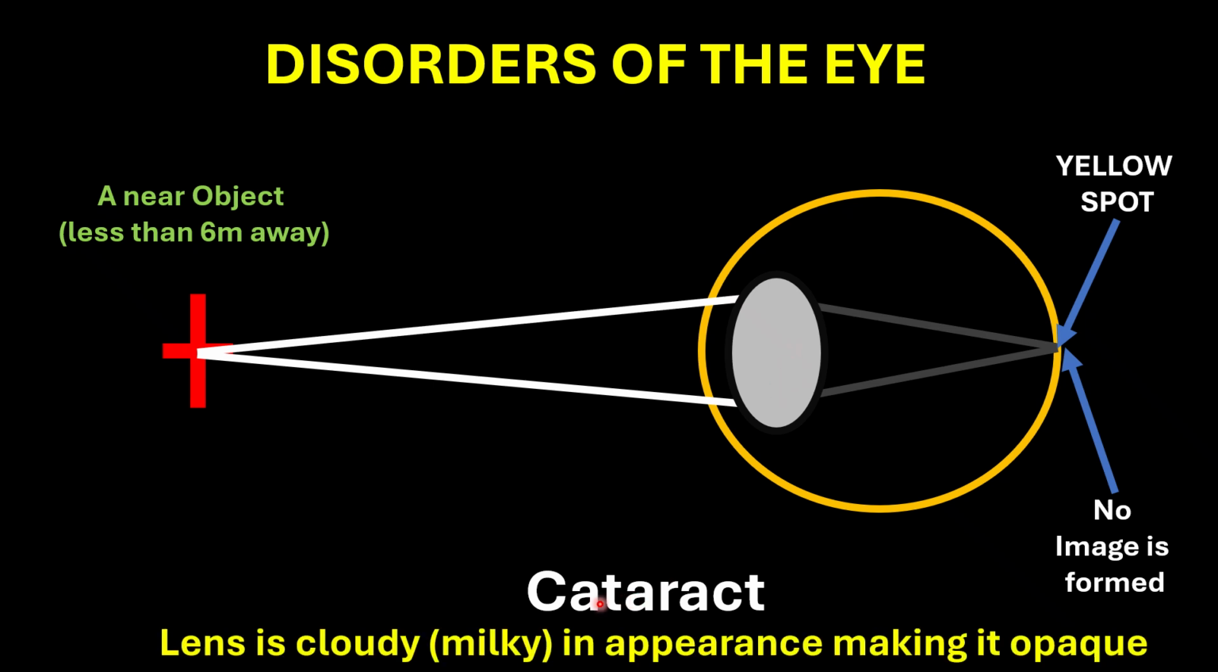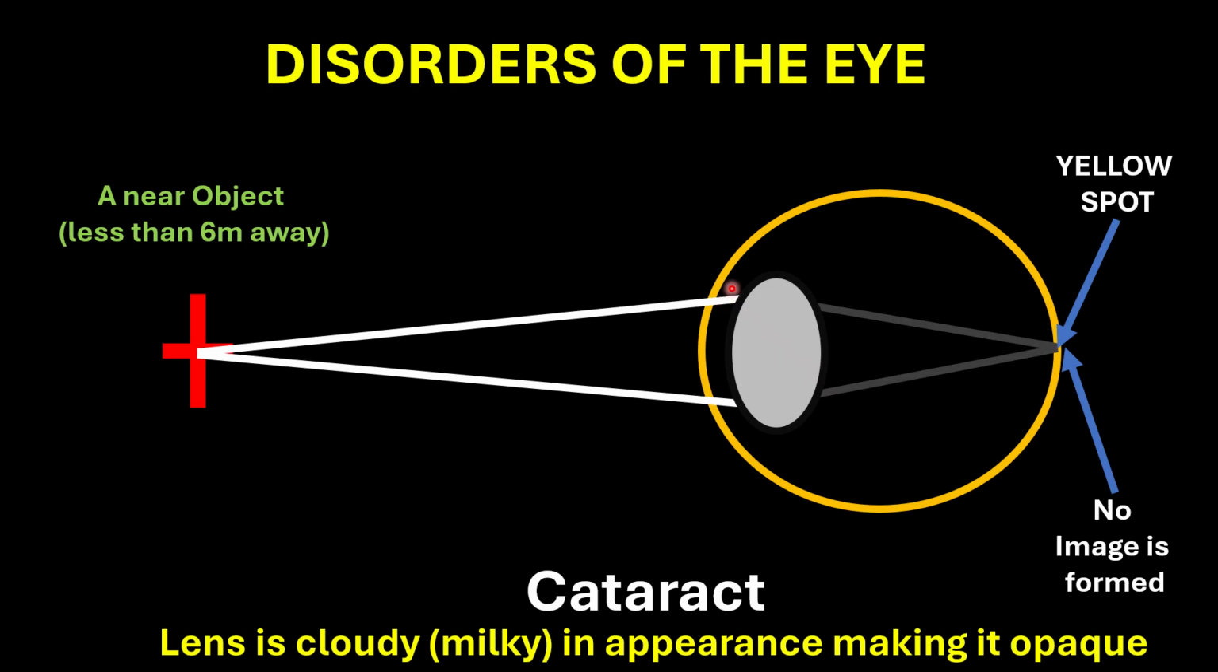It's because the person has cataract. Okay, and what is cataract? Cataract is the cloudy or milky appearance of the lens, and this makes it opaque. Remember, an opaque object will not allow light to pass through.